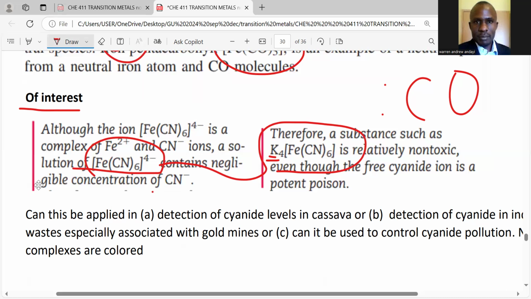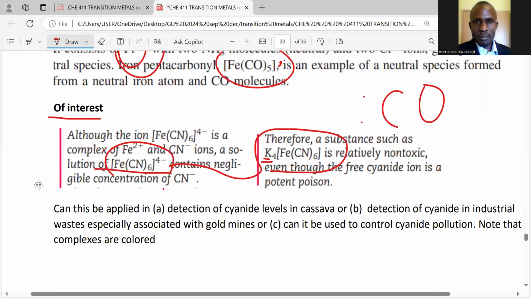And therefore, can this be applied in detection of cyanide in cassava or cyanide in industrial wastes? Yes. How do we do it? We simply take an iron salt, an iron 2 salt, like iron chloride, okay? Then what do I do with it? I react it with cassava solution.